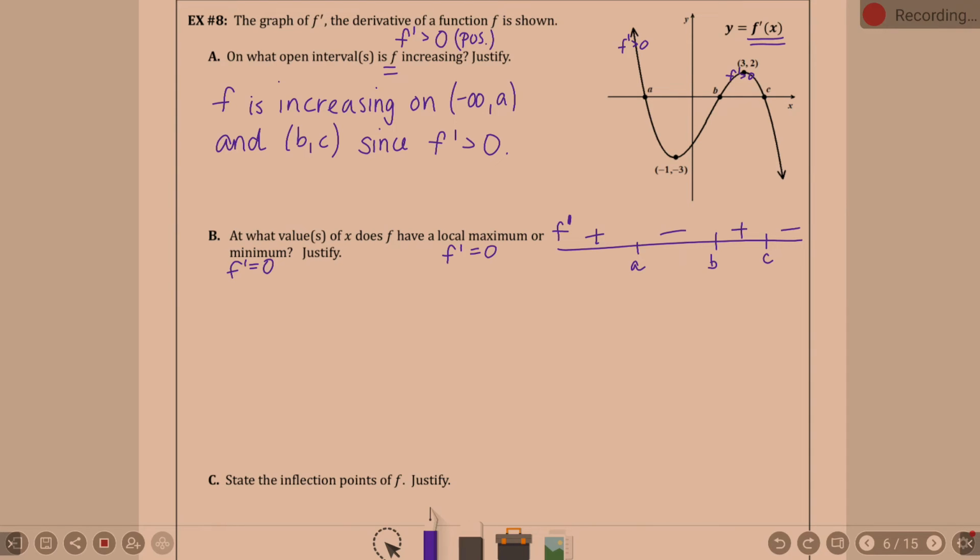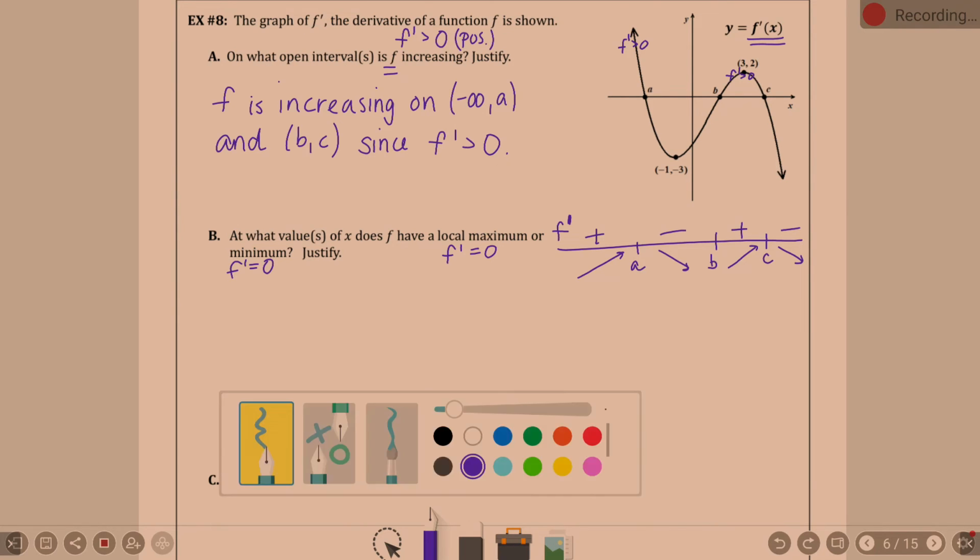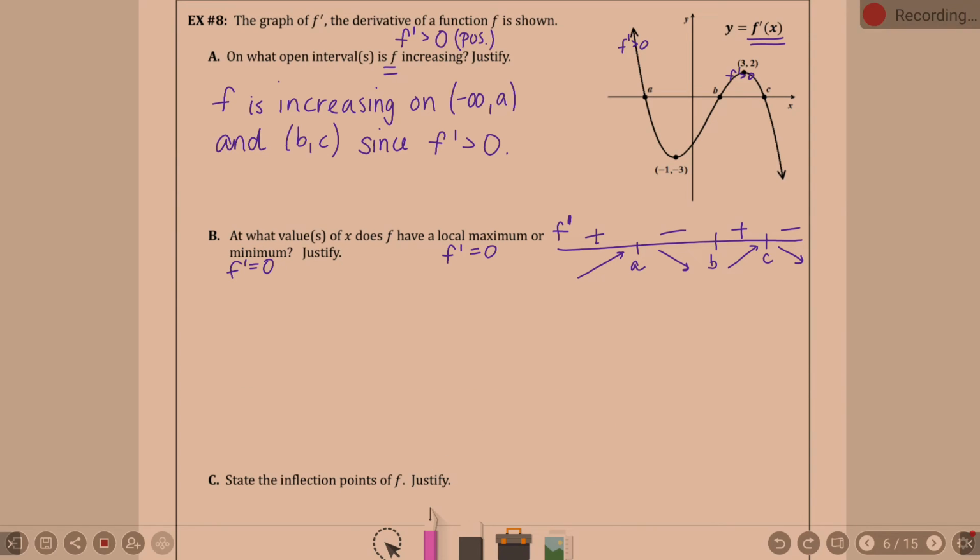So, with that in mind, increasing, decreasing, increasing, decreasing. Where are mins? Where are maxes? What's A? A is a max. What's B? A min. And C is a max. Okay? You work it out however you want to. You think it through, but those are my thoughts.